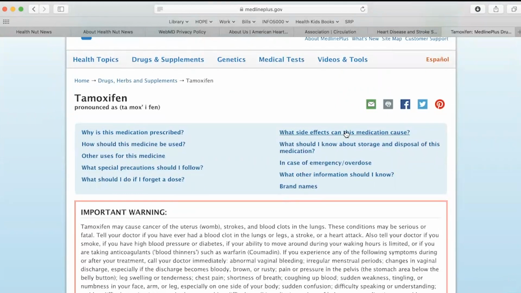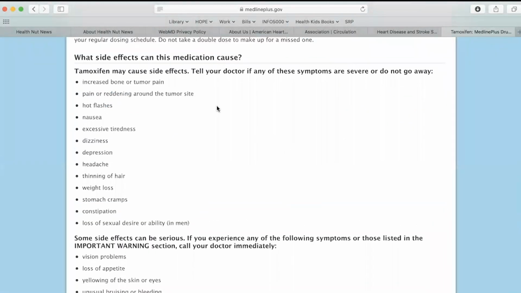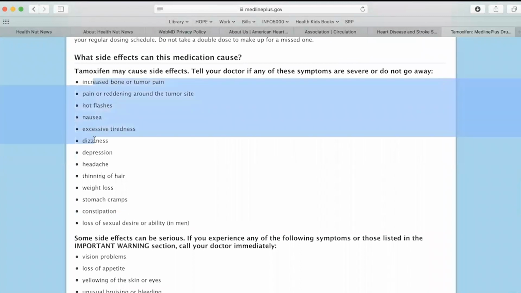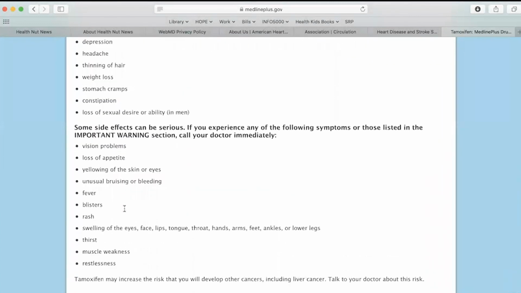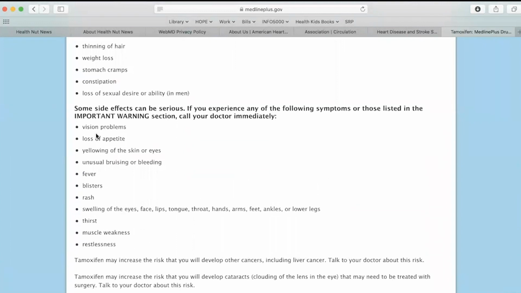I find it particularly helpful for side effects. These are common side effects for the drug, but then they have an area for more severe side effects that, you know, are an emergency if you start to feel these. And these are definitely helpful if you're experiencing them, whether to know, okay, this is just normal, or I definitely need to call a medical professional immediately.